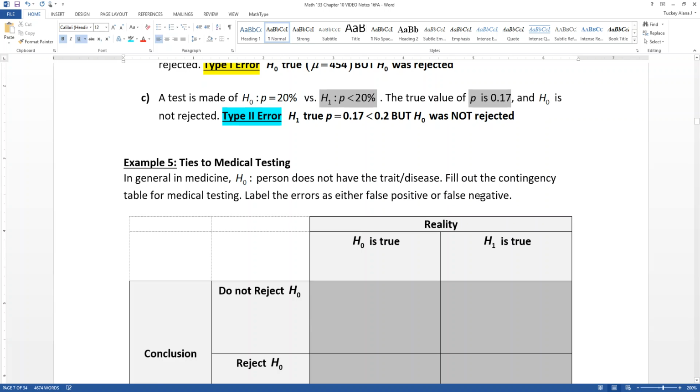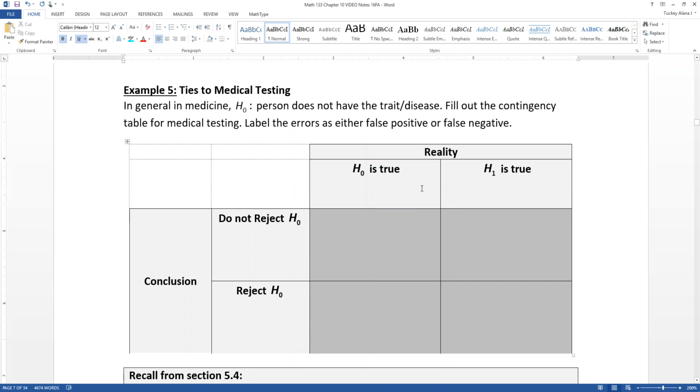All right, now let's see how this ties into medical testing, because of course that's very important. In general, in medicine, when a person walks into the doctor's office, they don't necessarily think they have a particular trait or disease, gluten sensitivity or HIV or whatever. So we're going to fill out this contingency table for medical testing. We're going to label the errors as either false positives or false negatives.